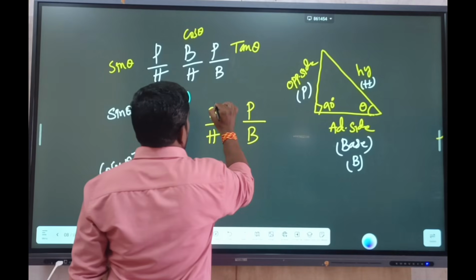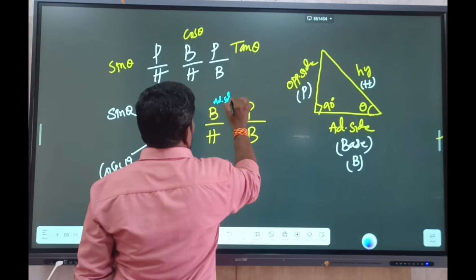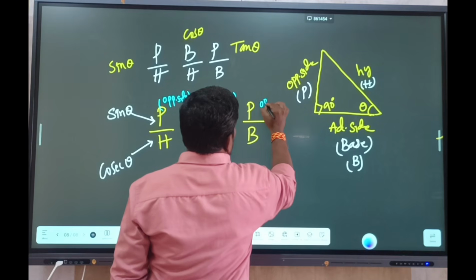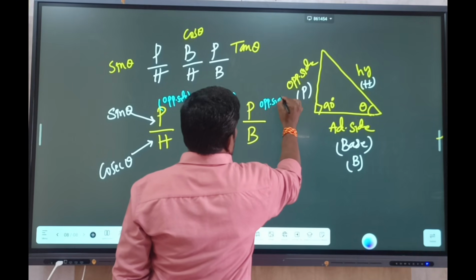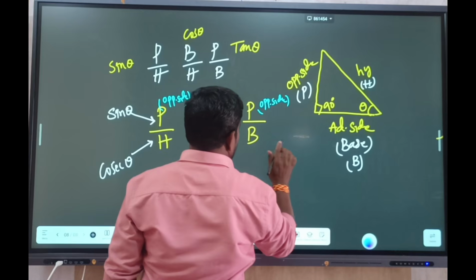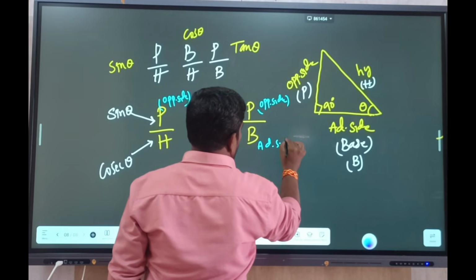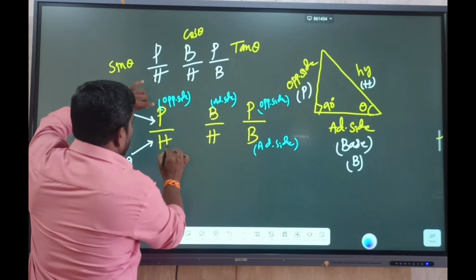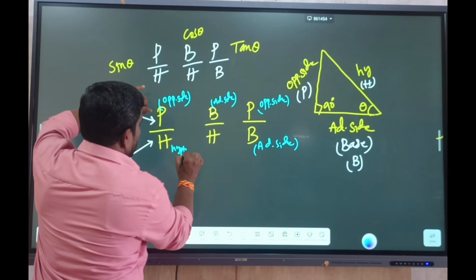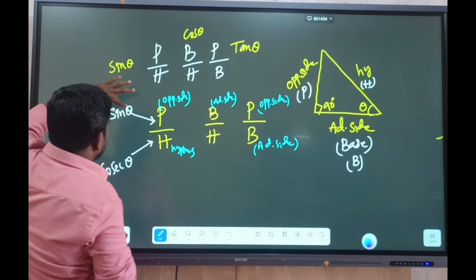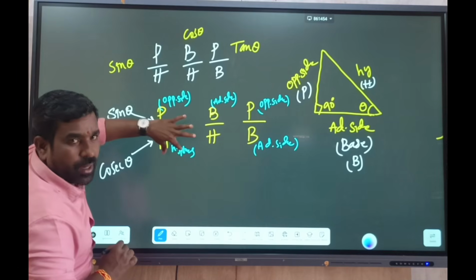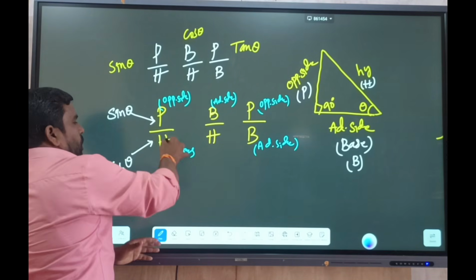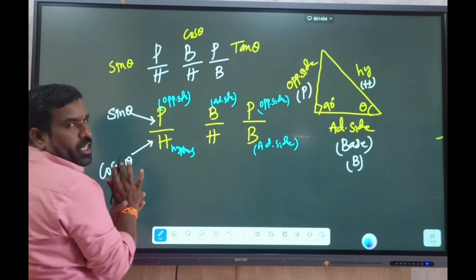Base means adjacent side. P means opposite side, B means adjacent side. H means hypotenuse. So sin theta means opposite side by hypotenuse, P by H. Cosec theta is the reverse, hypotenuse by opposite. Short names.